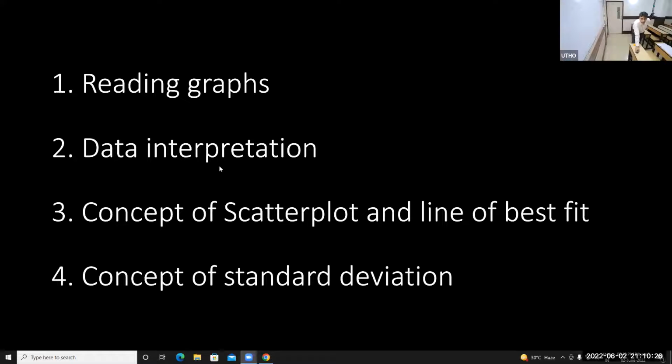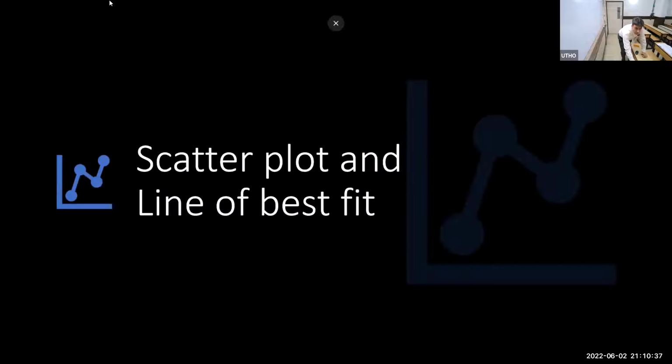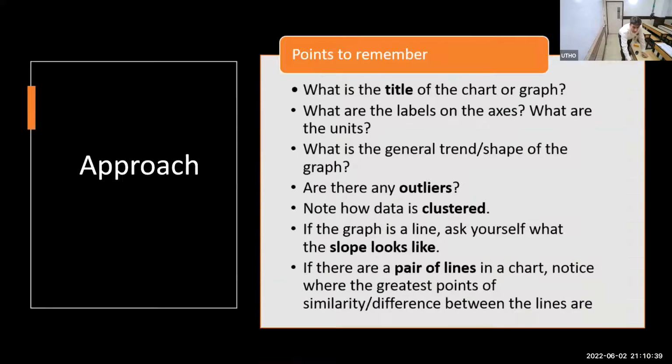So we are talking about reading graphs, interpretation, scatter plot, and standard deviation. These are some 4-5 things that, if time permits, we'll cover today. These are the few things that I want you to know, guys: title of graph, X, Y, trend line. The fourth bullet: are there any outliers? What do you mean by outliers?